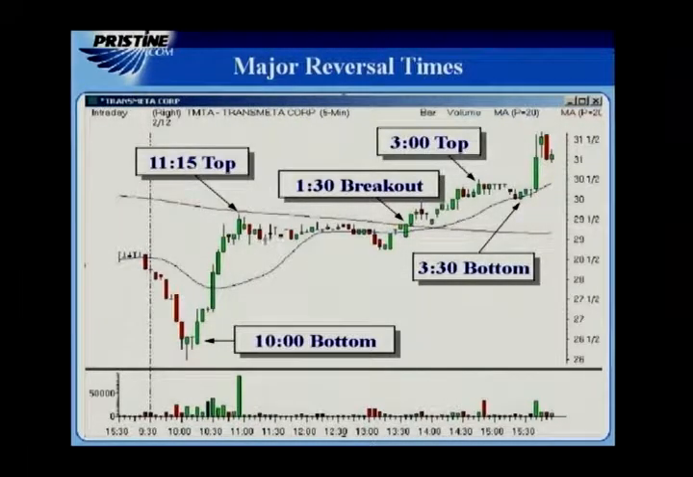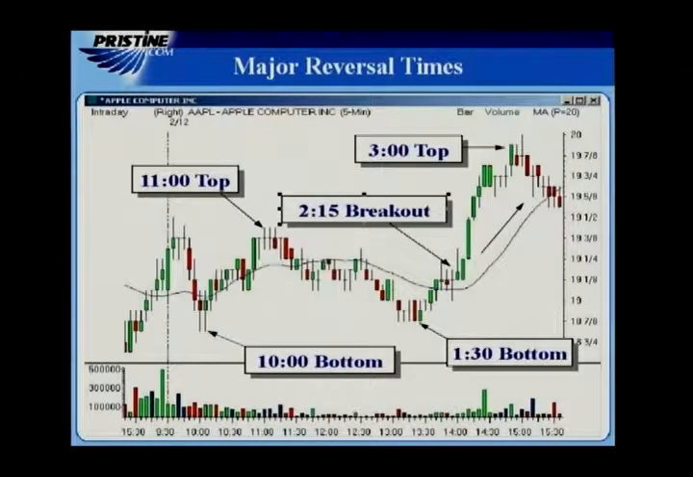Very major reversal time in phase 2. And at 3 o'clock, the stock basically stalls, takes a dip toward the rising 20 period moving average, and blasts off right into the close. This bottom, the bottom of this dip, occurred at 3:30 Eastern Standard Time. Let's go to the next chart.